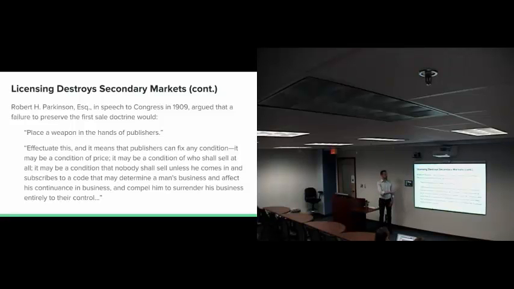Following that decision, there was still a lot of disagreement about whether this was a good thing, the first sale doctrine, and a lawyer spoke to Congress and argued eloquently that doing away with the first sale doctrine would place a weapon in the hands of publishers. He said, effectuate this, and it means that publishers can fix any condition. It could be a condition of price, a condition of who can sell at all. It could be a condition that nobody can sell unless he comes in and subscribes to a code that may determine a man's business and affect his countenance in business, and on and on and on. And we're already starting to see this.